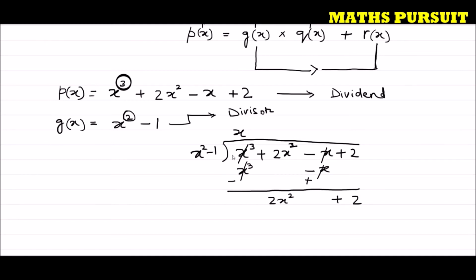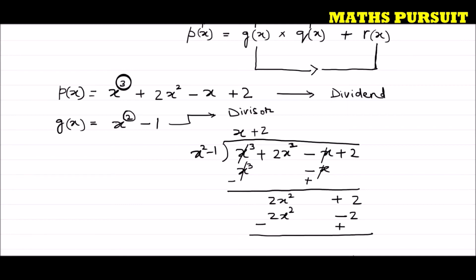So again the question comes, what should I multiply to this x to the power 2 so that I can get this 2x to the power 2? The answer again is very simple and very straightforward. If I multiply plus 2, I am going to get 2x to the power 2, and 2 into this minus 1 will become minus 2, and as usual we are subtracting this, so we are going to change the symbol.